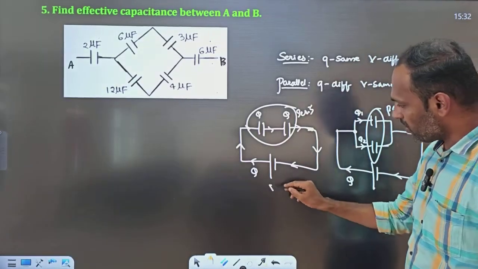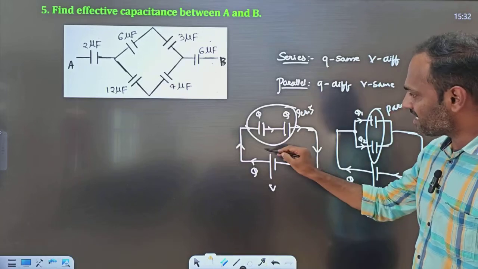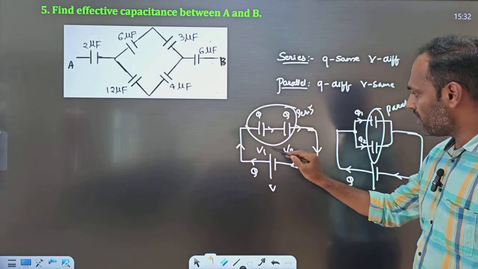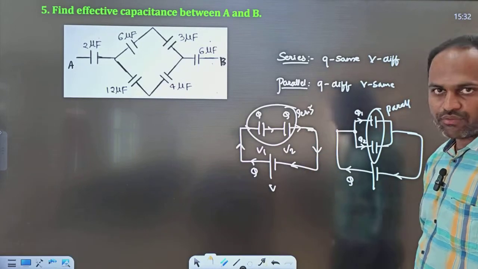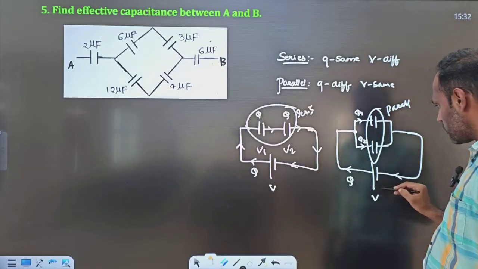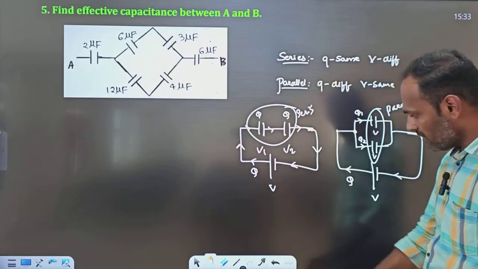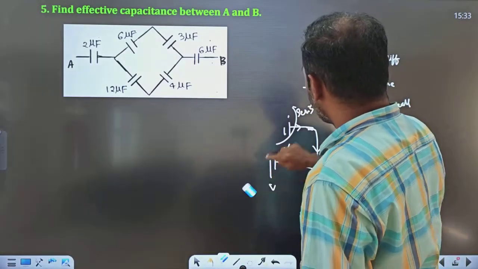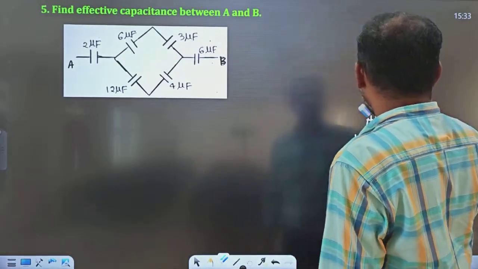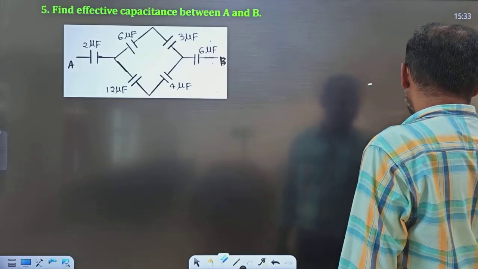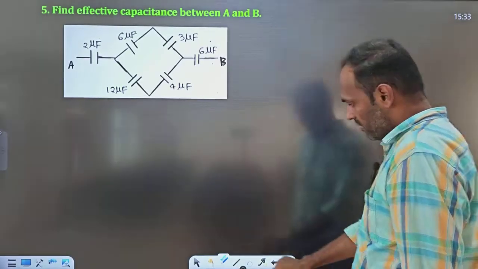In voltage, if the voltage of this battery is V, in series, the voltage will get divided into two parts, V1 and V2. In parallel, whatever voltage is across one will be the same across the other. Correct? Okay. This is how we have to identify the series as well as parallel combination of capacitors. Okay, in detail if you want you can watch that video.